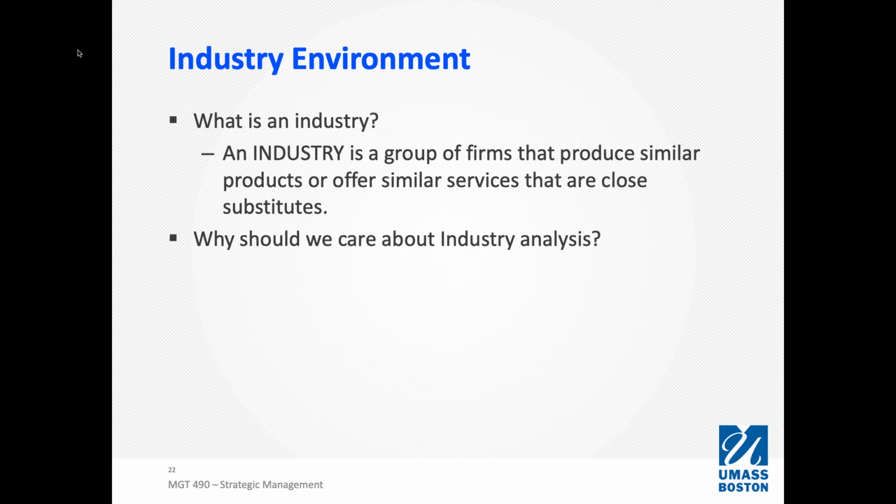And why should we care about industry analysis? This is a magic question, and I suspect a lot of you did not do the reading yet. None of you have seen the answer. Is it like you could diversify the portfolio? You could diversify the portfolio of things that you're doing. And we're going to talk about what happens when companies do that later on. All right. But why should we care about industry analysis?